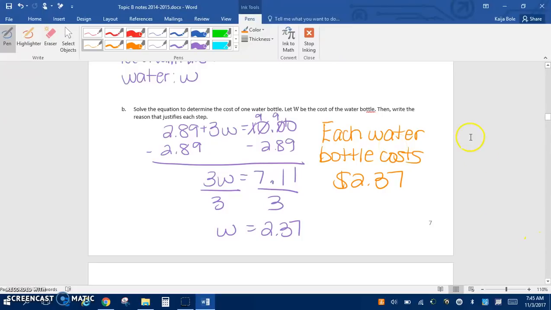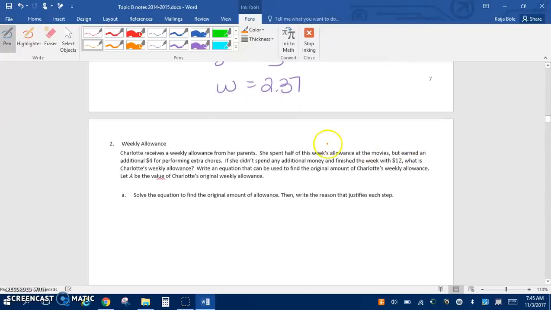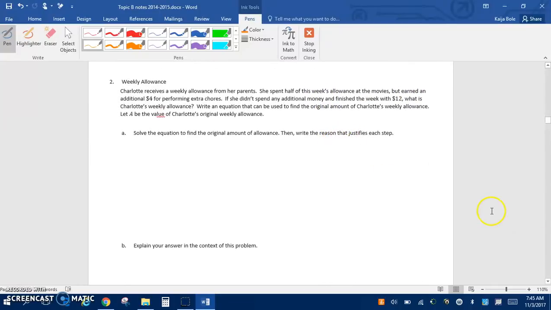Okay, so flip on over to the next page. So the last page I want to do all together. So this page is talking about weekly allowance. And it says that Charlotte receives a weekly allowance from her parents. She spent half of this week's allowance at the movies, but earned an additional $4 for performing extra chores. If she didn't spend any additional money and finished the week with $12, what is Charlotte's weekly allowance? Write an equation that can be used to find the original amount of Charlotte's weekly allowance. Okay, so they say that A is allowance. So I'll put that down here.